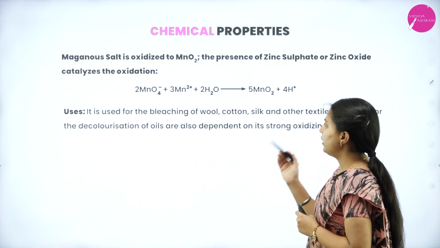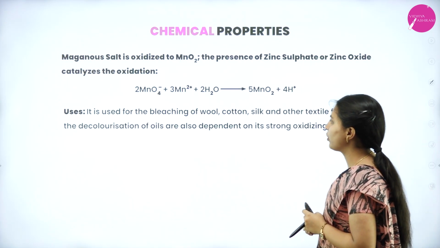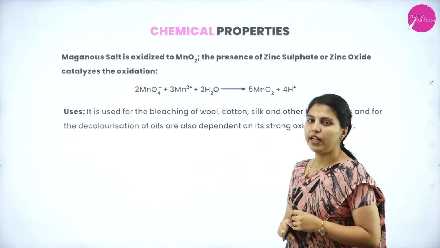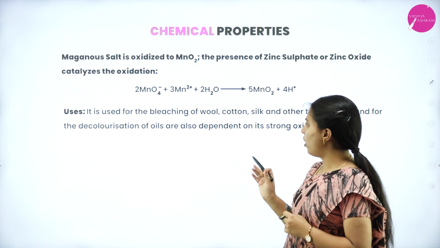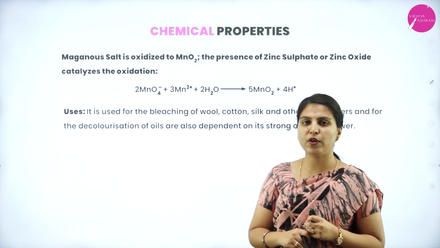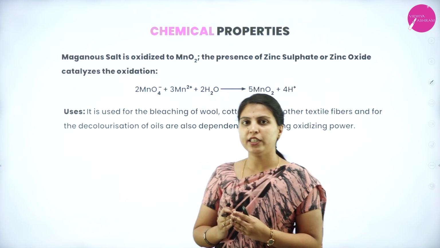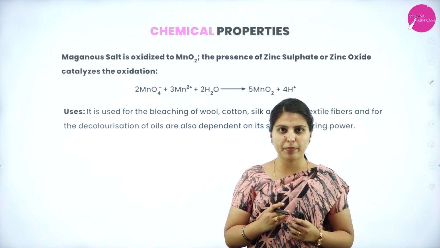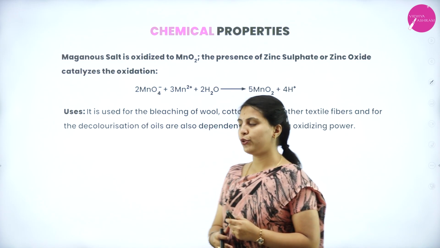And its uses: it is used for the bleaching of wool, cotton, silk and other textile fibers, and for the decolorization of oils, which depend on its strong oxidizing power. Okay, these are some of the important compounds from the d block elements which have the most powerful oxidizing property, and you have seen their preparation, properties and also their importance.